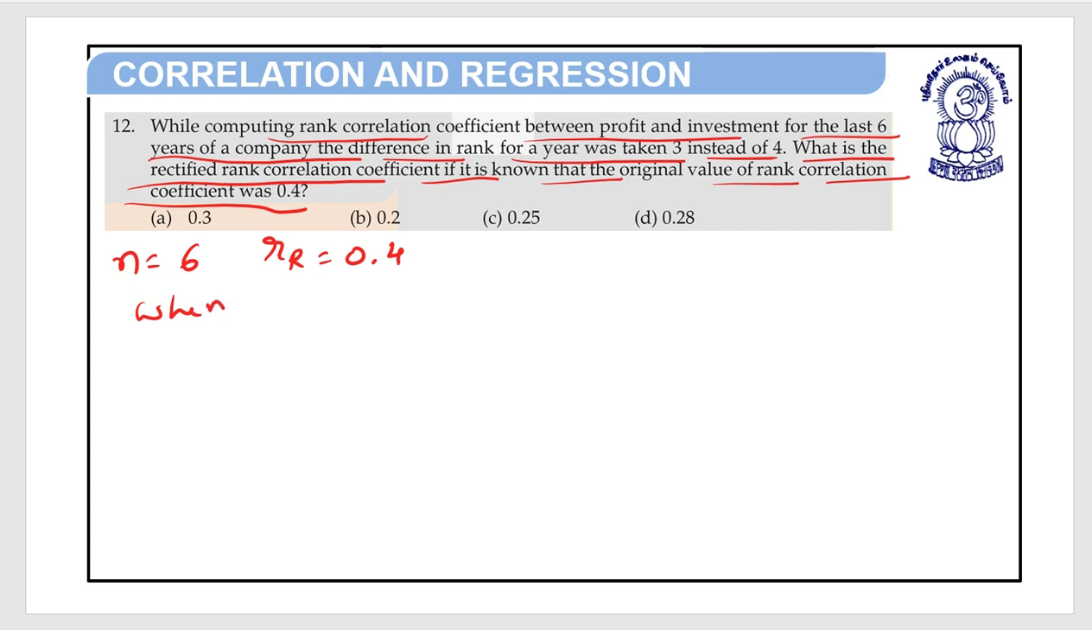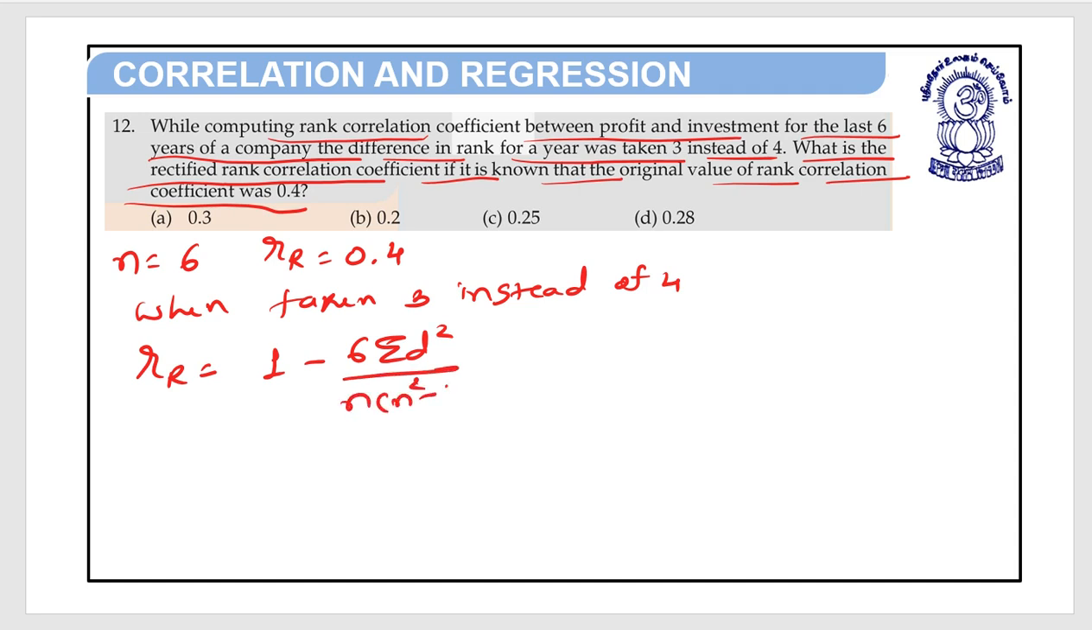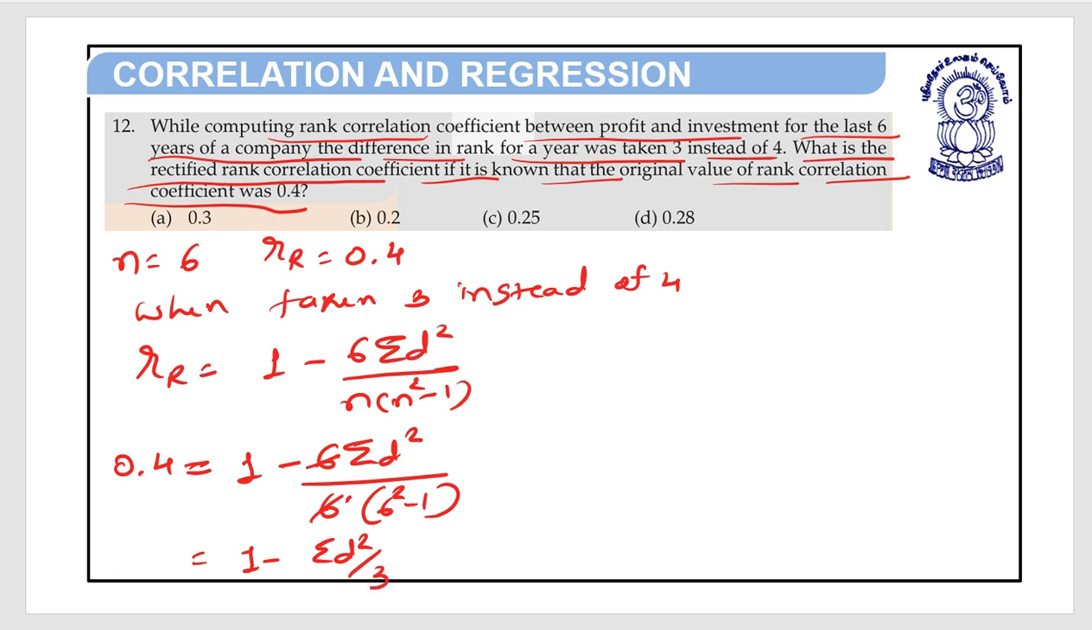When 3 was taken instead of 4. Okay. So RR is equal to 1 minus 6 sigma d square upon n into n square minus 1. Now put the value: RR 0.4 is equal to 1 minus 6 sigma d square, n is 6, into 6 square minus 1. 1 minus 6, 6 cancel. Sigma d square by 35.